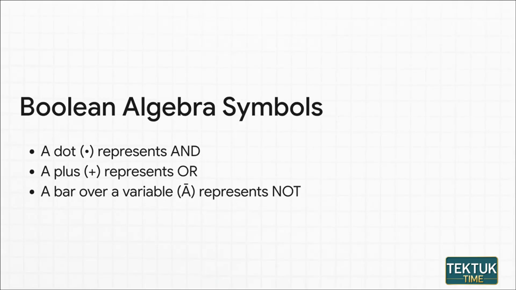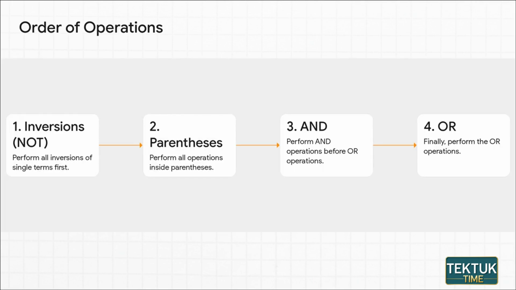And the symbols are super easy. A little dot, like a multiplication sign, means and. A plus sign means or. And if you see a bar over a letter, that just means not. You invert whatever that value is. And just like that, we can write out these complex logic functions without drawing a single thing. And just like the math you learned in school, there's an order of operations so that everyone's on the same page. It's kind of like PEMDAS. You always handle the nots first, then anything inside parentheses, then all the ands, and finally, you do all the ors. It's a system to keep things from getting messy.